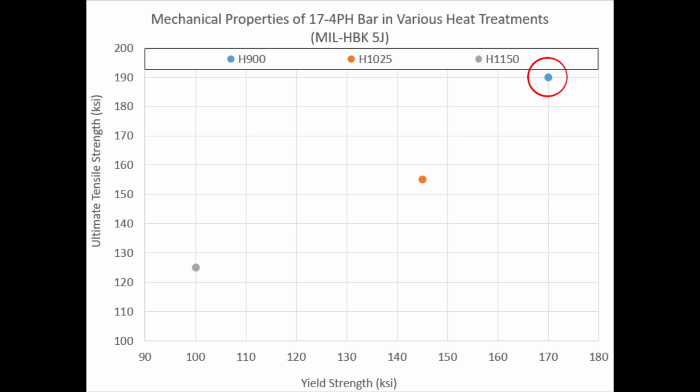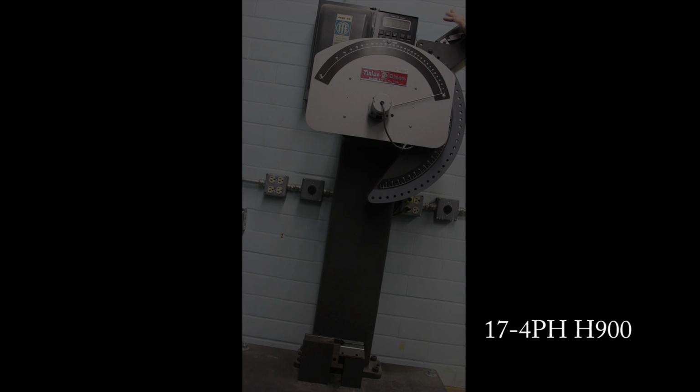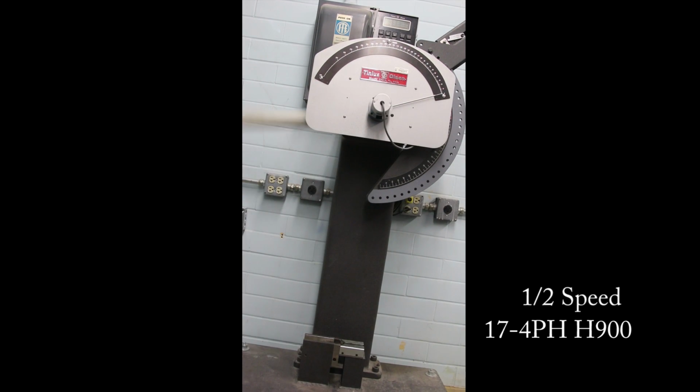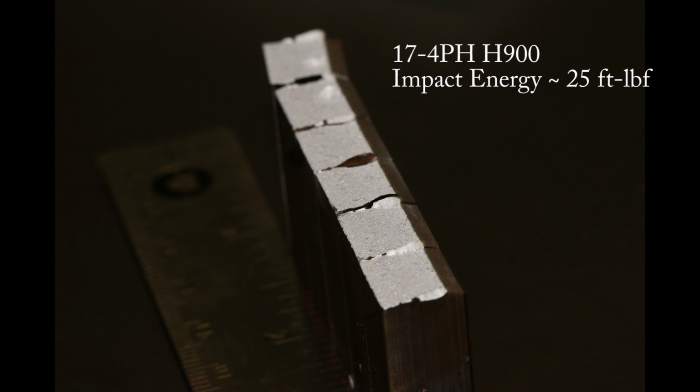So first up, let's look at the impact toughness of 17-4 PH in the H900 condition. The impact energy value for 17-4 PH in the H900 condition was measured to be about 25 foot-pounds in this case. And 25 foot-pounds isn't really good or bad per se. It's all about what the application requires, and it's up to the engineer to figure out what level of toughness or damage tolerance is required.